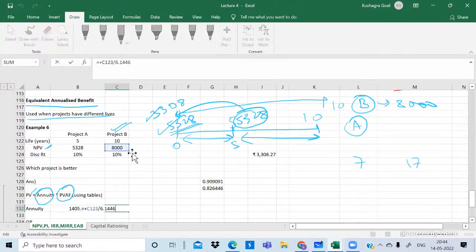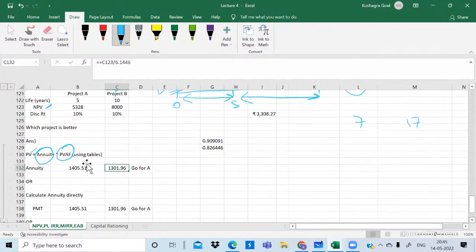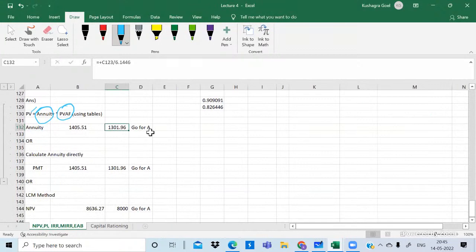So for project B, what is your present value? 8,000 divided by the present value annuity factor for 10% for 10 years, because the life of the project is 10 years. So you get your present value annuity factor as 6.1466. And then compare the annuities. I'm getting a higher annuity over here for project A, so I'll go ahead with project A. Depending upon whichever method you're comfortable with, go with that method. If you're comfortable with the LCM method, go ahead with the LCM method. But your answer will be the same: go with project A.